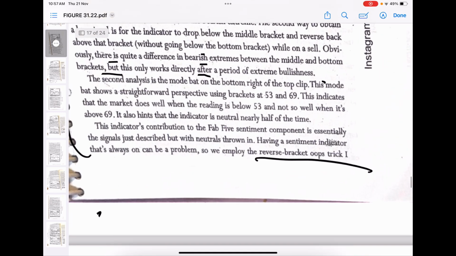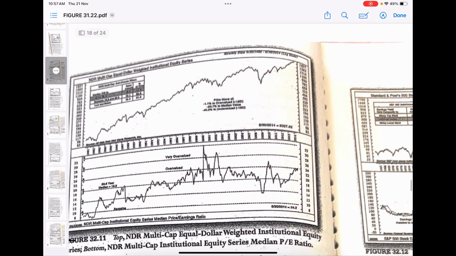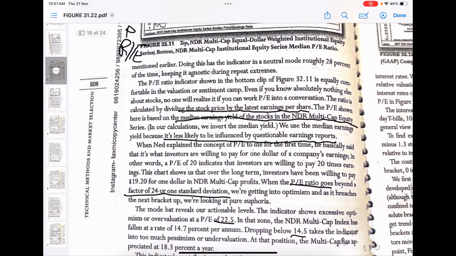Now let's come to the mode. The mode basically has brackets of 53 and 69. This indicates that the market does well when the reading is below 53. So the market is doing good whenever the reading is below 53, and whenever the reading is above 69, the market does not perform well. However, you need to keep in mind that half of the time this indicator is neutral. You can pause and see this as well.